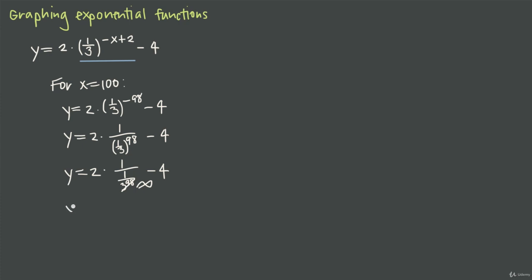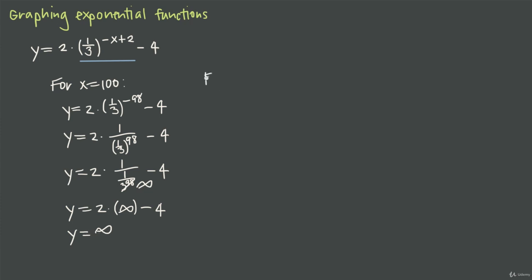So essentially we have y is equal to 2 multiplied by this whole fraction here, which will become an infinitely large value, or positive infinity. And so what we say then is when we have an infinitely large value here multiplied by 2, that's still an infinitely large value. Taking an infinitely large value and subtracting just 4 from it still gives us an infinitely large value. So we end up here with an infinitely large value for y.